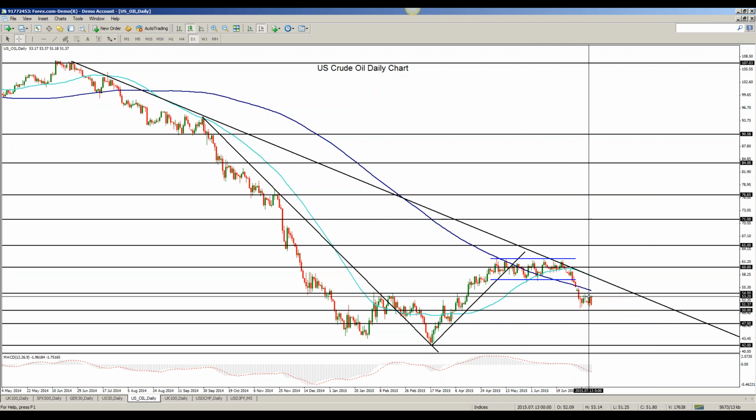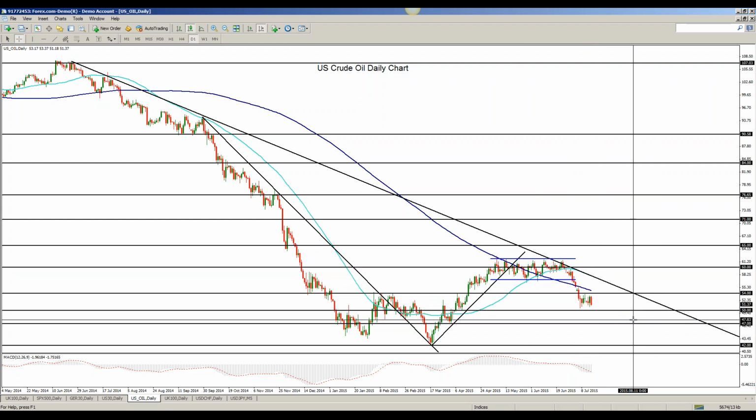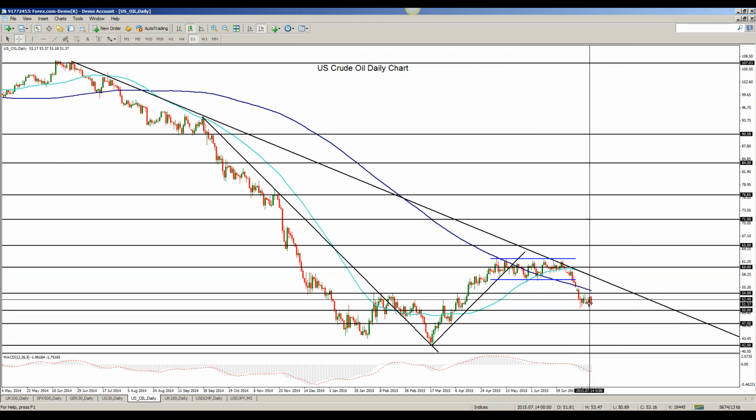Interestingly enough, if you read my article today on crude, we saw a move to the upside after the Iran deal was agreed upon yesterday. We saw a move up in oil, which was counterintuitive. But now we're seeing a move back down to the downside.